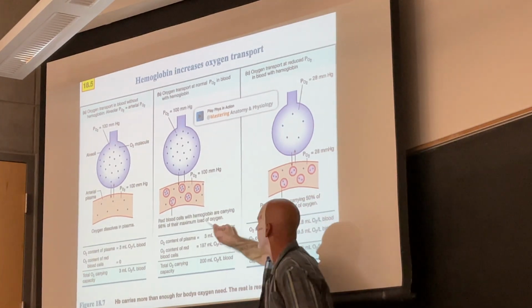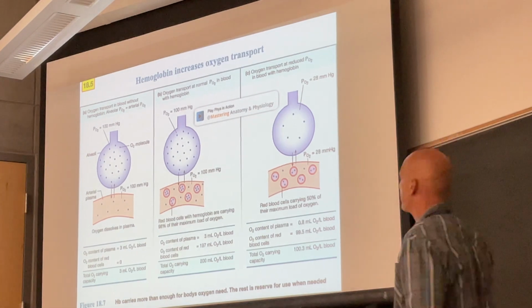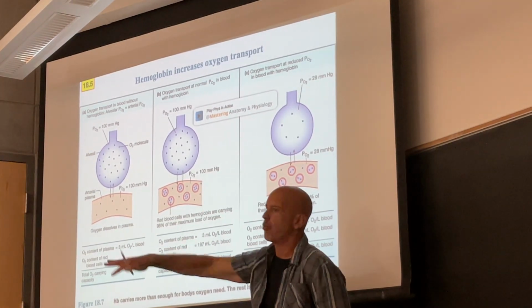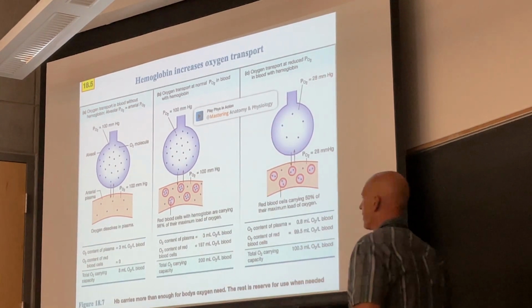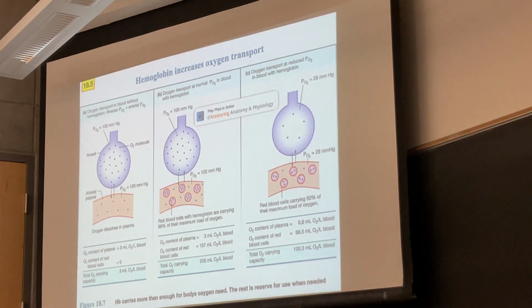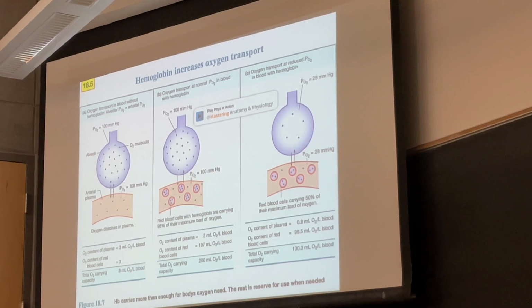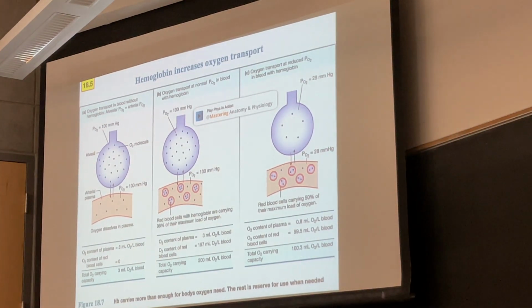And the other thing to notice about this is that 98, when it said 98% over there, it's picked up all that oxygen. It's basically way more than your body needs. So your body actually has excess when you're breathing normally. Your body actually has excess oxygen-carrying capability that can be called upon when we need it. So hemoglobin is transporting oxygen around the blood.